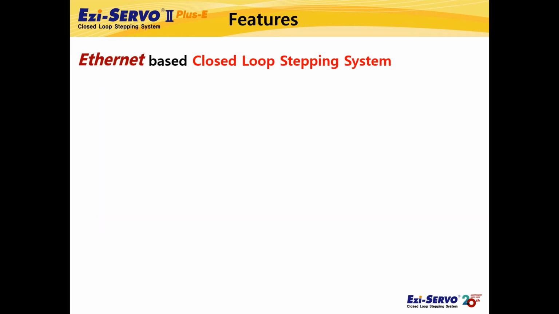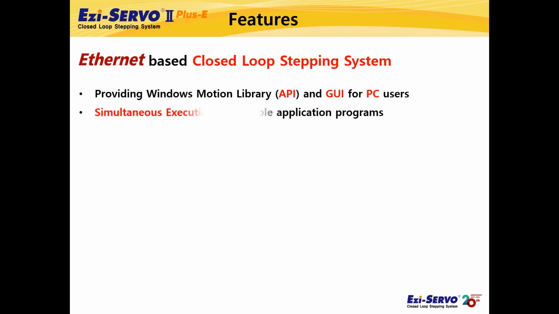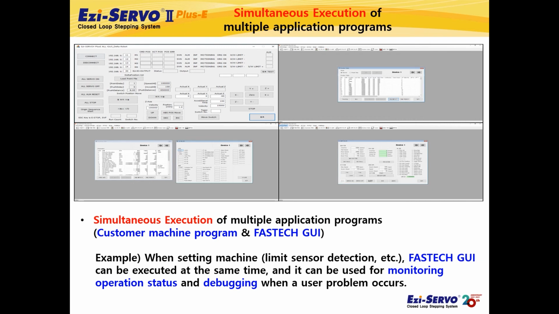Next, I'd like to introduce features of Ezi-SERVO Plus-E. Ezi-SERVO Plus-E is an Ethernet-based closed-loop stepping system product. As explained before, Windows-based API and GUI are provided for PC users. You can run multiple applications at the same time. With this, it is possible to monitor parameter values, I/O status, position values, speed values, etc. using our GUI program even when the customer's machine program is running.